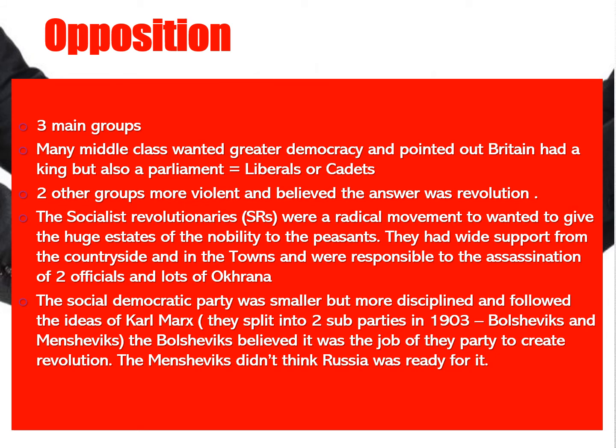The Socialist Democratic Party was smaller, more disciplined, and they are the ones following the ideas of Karl Marx. They split into 2 sub-parties in 1903, which are going to become important later on, which are the Bolsheviks and the Mensheviks. The Bolsheviks believe it is the job of their party to pretty much create revolution, whereas the Mensheviks think that revolution is ultimately where they're going to head, but that Russia is actually not ready for it at that point in time.